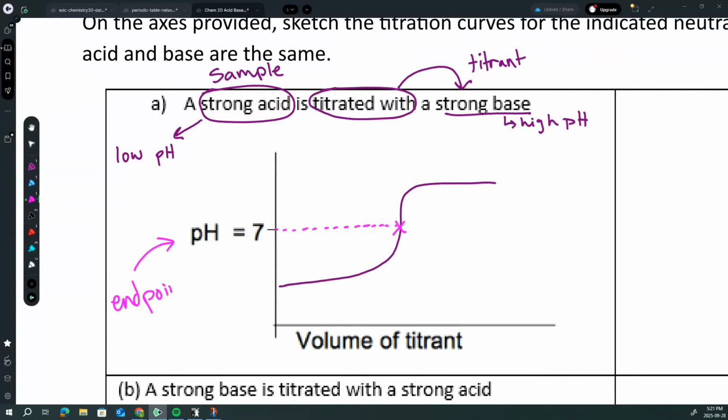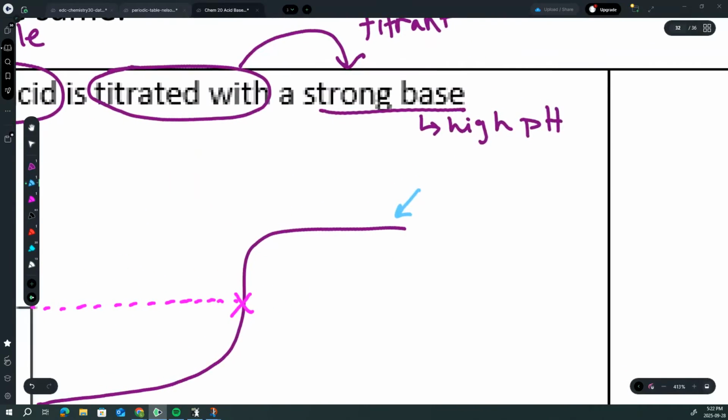So endpoint. The reason why I wanted that to end up the way it did is because when you have a strong acid reacting with a strong base and the concentrations of both of those are the same, it's going to completely neutralize your solution. Okay, so that means your end product will have a pH of 7. So this is pH of sample. And then this isn't going to necessarily exactly be the pH of the titrant, but closer. We'll say closer to pH of titrant.